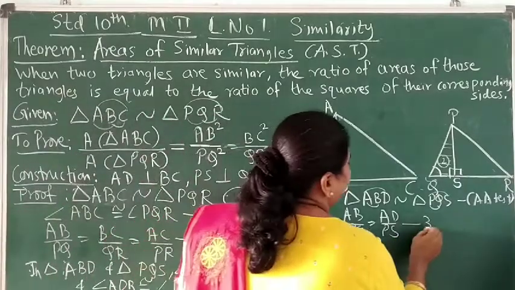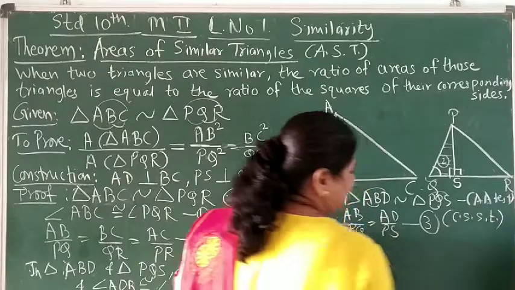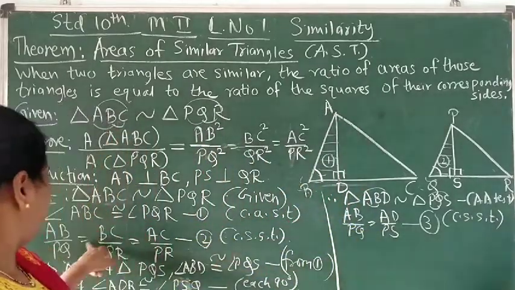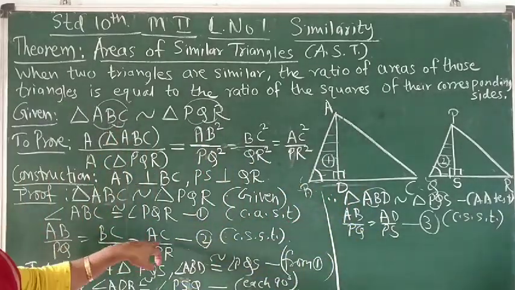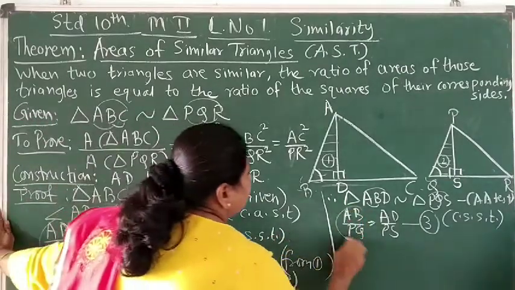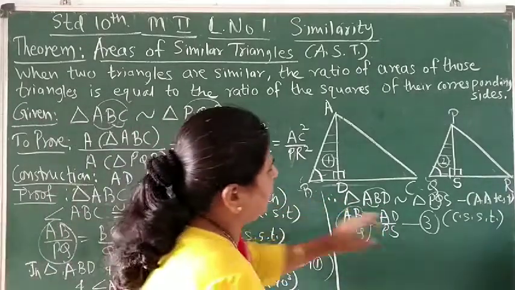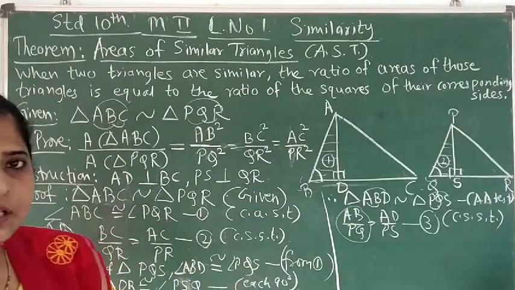So let's take statement number 3, and the reason is corresponding sides of similar triangles. Okay. Now from statement number 1, these three sides are in proportion, where AB is common in both. So from 2 and 3 we can write all these 3 ratios plus this AD and PS. These all 4 ratios are equal.